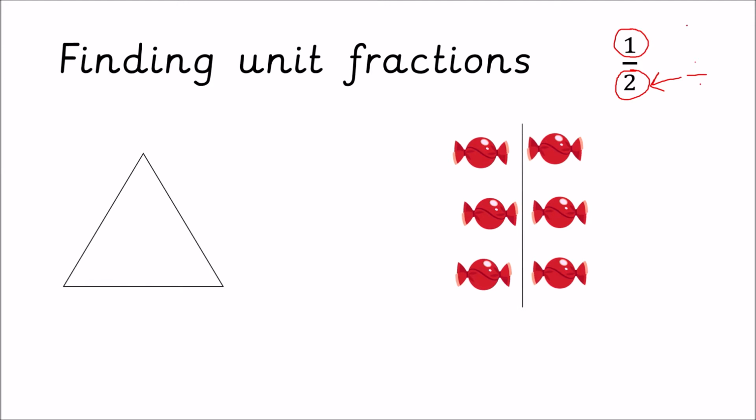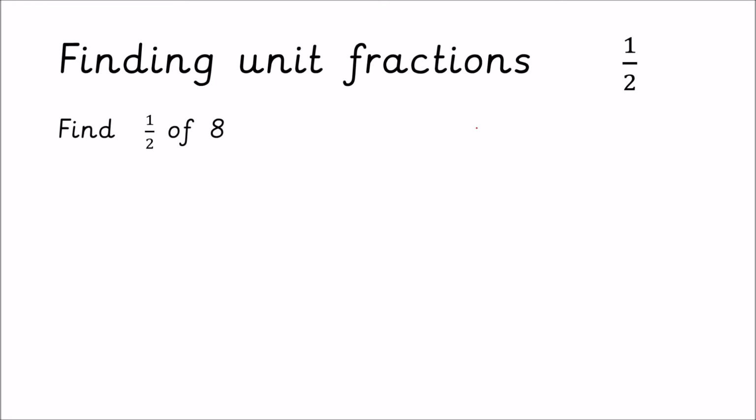Your numerator tells you how many of those pieces you have. So here we have 1 out of 2 equal pieces. To find that, we divide our quantity or our shape or whatever our whole is into 2 equal pieces. So we divide our triangle into 2 equal pieces. I have 1 of them. We divide our 6 sweets into 2 equal groups and I get 1 of them, which is 3. Simple enough. So how do I find a half of 8, which is a number?